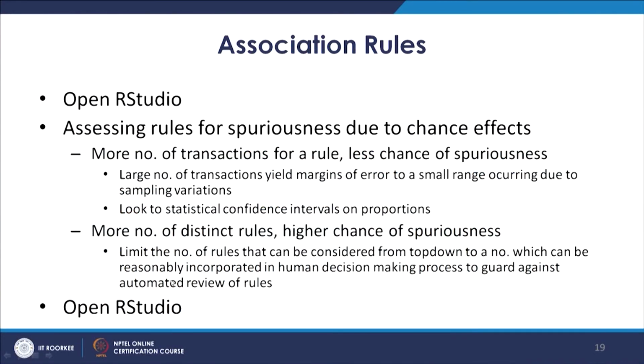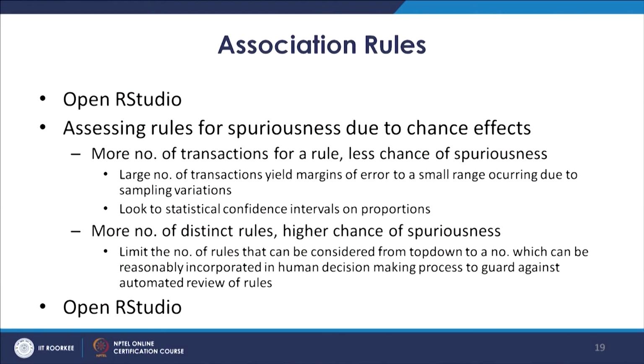So, out of the 50 transactions that we had, the number of transactions supporting this rule would be quite few, just about 3. If more transactions are supporting a particular rule, then we might be able to eliminate this chance of spuriousness. So, the rule of thumb could be to select those rules which have a large number of transactions supporting them.